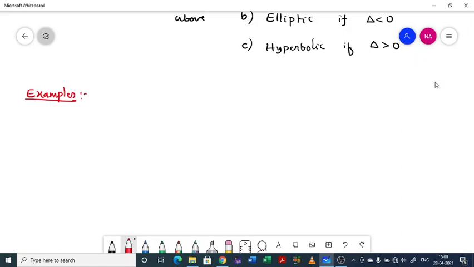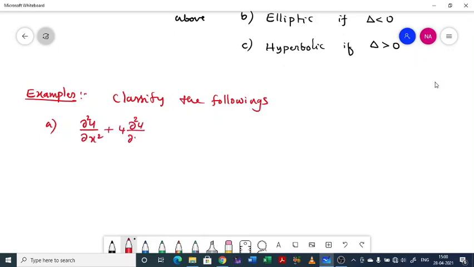Classify the following equations. Classify the followings. A, first one we have ∂²u/∂x² + 4 ∂²u/∂x∂y + 4 ∂²u/∂y² minus ∂u/∂x + 2 ∂u/∂y equal to 0.